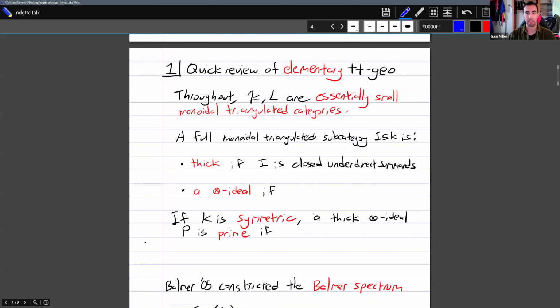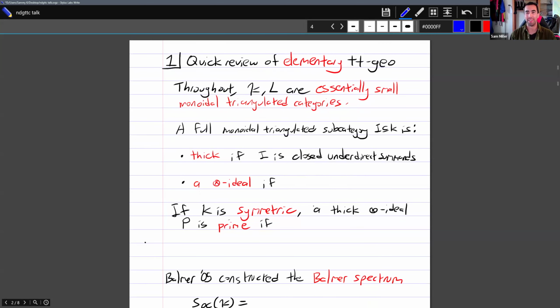And so now let's move into the elementary classical tensor-triangular geometry setting. So at least for this talk, I really only want to consider essentially small monoidal triangulated categories, or tensor-triangulated categories. What happens in the bigger setting is interesting, but I don't really want to go there yet, and I still don't have a full understanding yet of how what I'm going to talk about over the course of this talk extends to there.